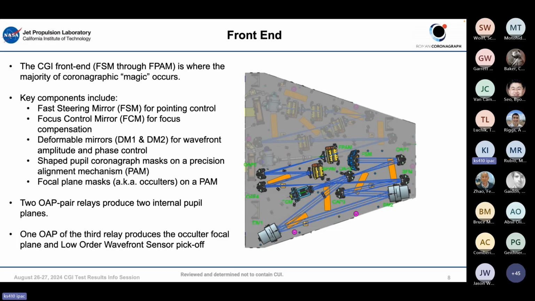So the first two OAP relay pairs produce two internal pupil planes, one for DM1 and one for the shaped pupil mask. The third relay produces a focal plane where we have the occulters and also reflects into the low order wavefront sensor.